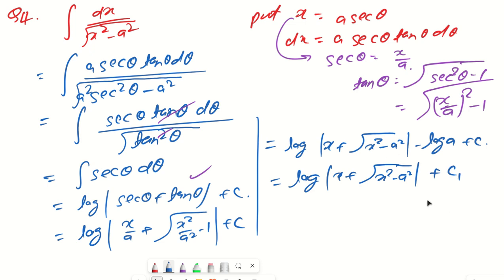So that is the reason I have told you that it is going to be log of x plus root under x square minus a square, plus this all constant will become only a single constant. So if you want, you can write it down again as c, or let's say c1, or whatever way you can. Let us take another question.